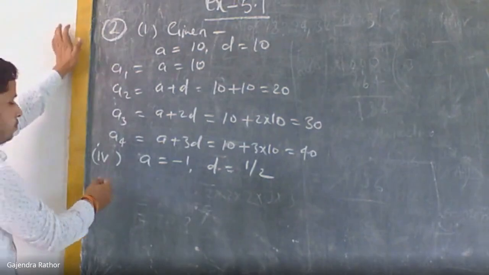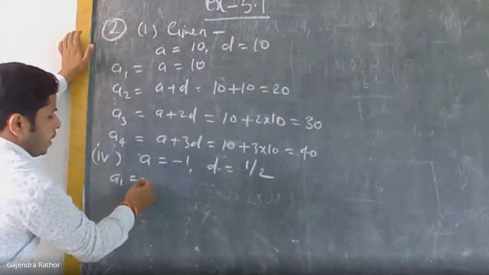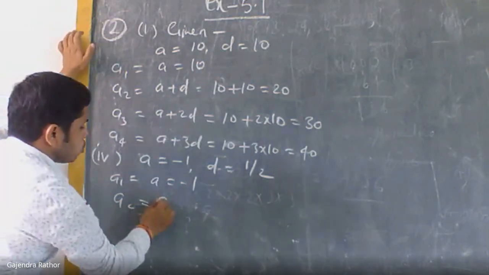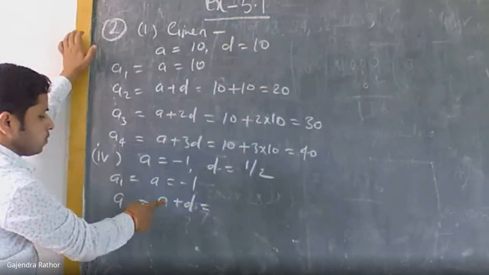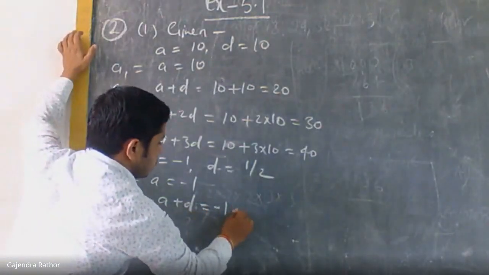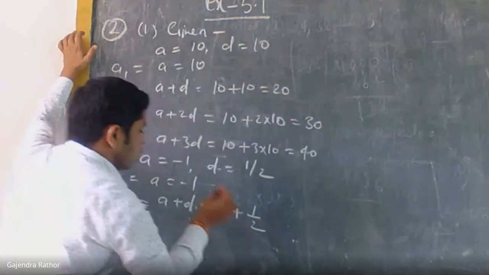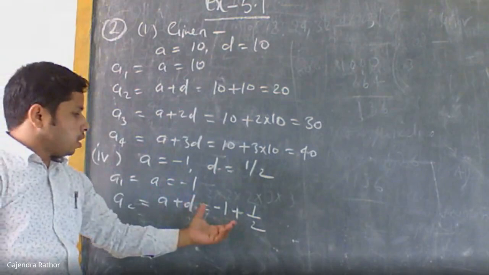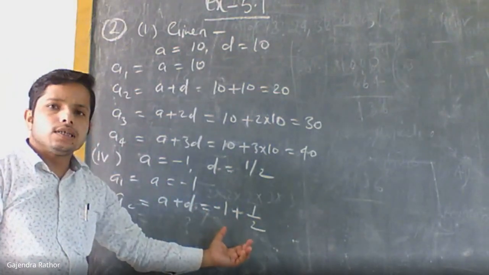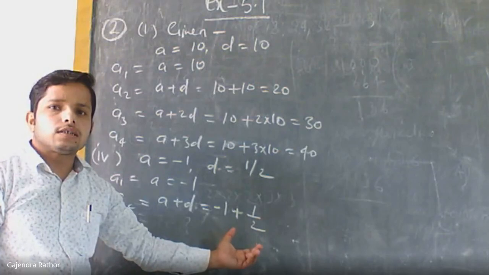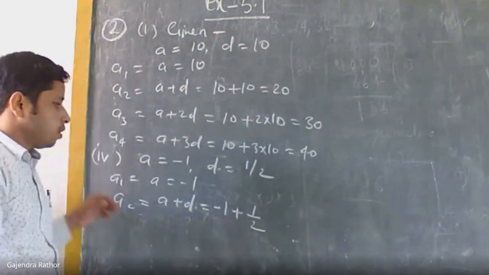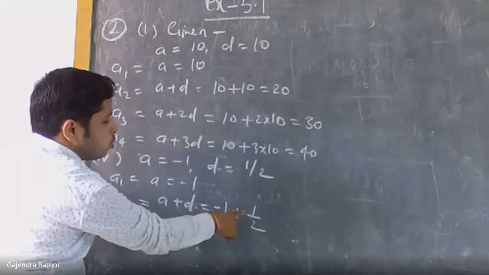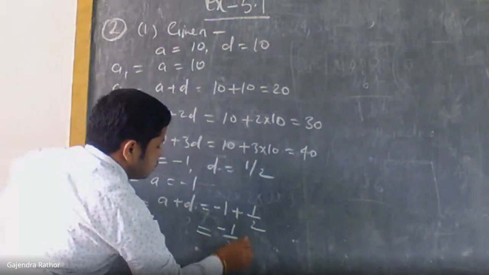First, a1. a1 is the same as a, so it is equal to minus 1. The next is a2. a2 is equal to a plus d, which is minus 1 plus d, 1 by 2. Now here we have to be a little careful, okay? Minus 1 plus 1 by 2. So we have to solve this step by step by the rules of fractions, okay? So we can take the LCM 2, under 2: minus 2 plus 1, which is minus 1 by 2.